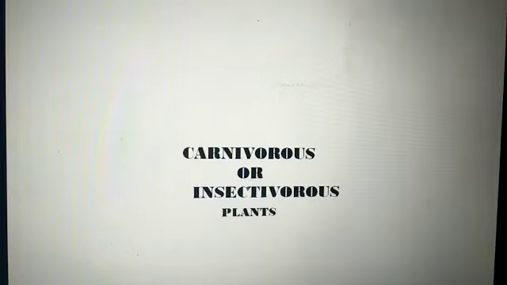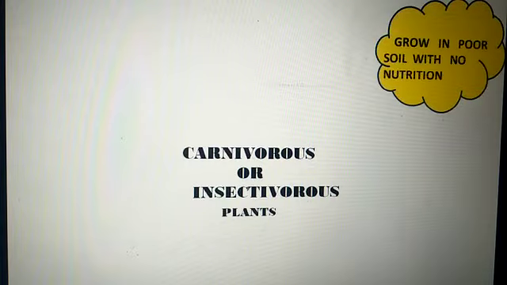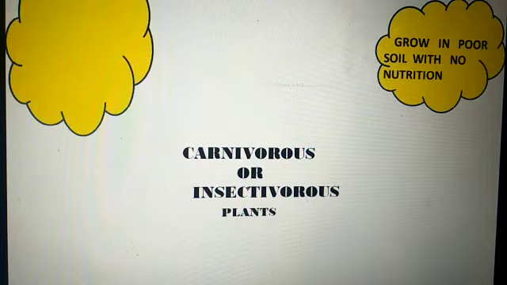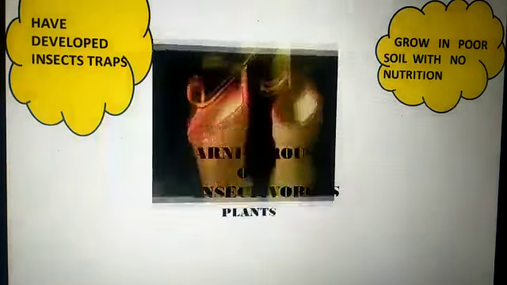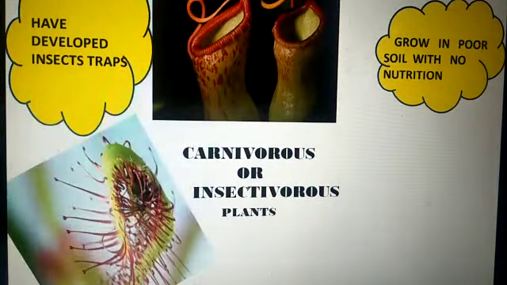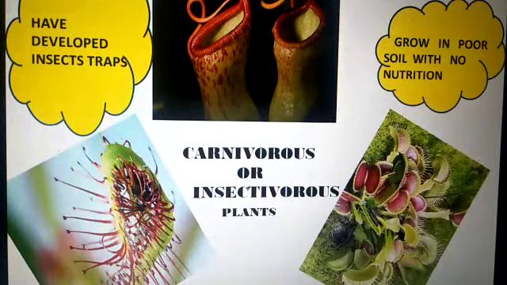And here come carnivorous or insectivorous plants. These amazing plants grow in poor soil where there is no nutrition. They have developed insect traps to get nutrition. Pitcher plant, sundew plant, Venus flytrap are some examples of carnivorous or insectivorous plants. They have digestive juices in them which help in absorbing nutrients from the insects they trap.